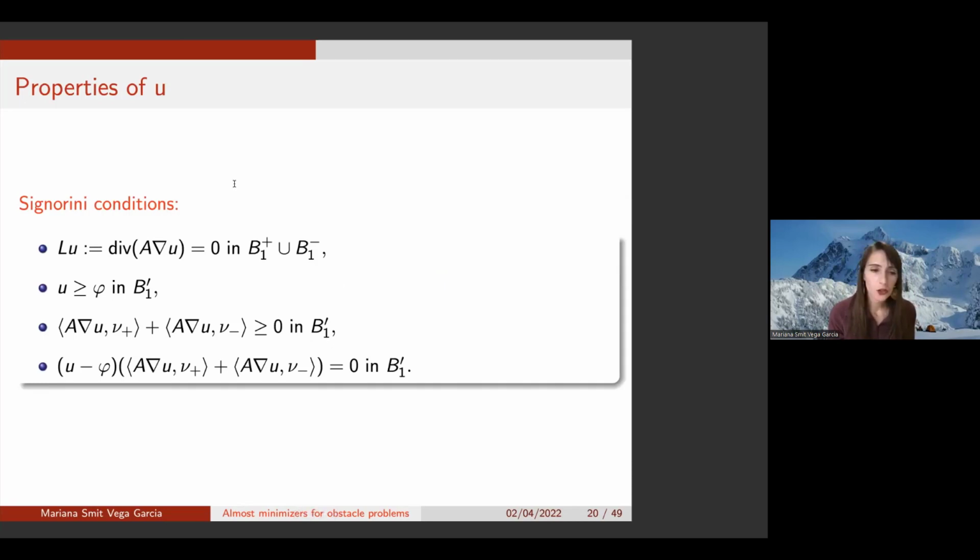Because we have minimizers, we can look at what are the Euler-Lagrange equations of these minimizers, and you will end up with some nice conditions. These are the ones we call Signorini conditions.